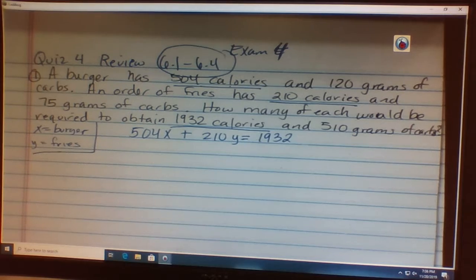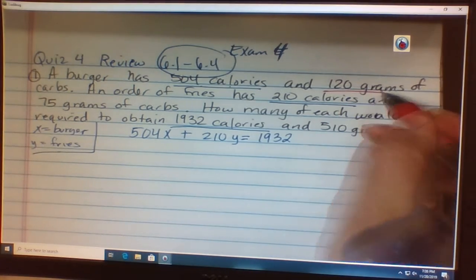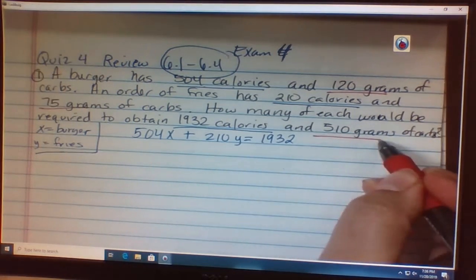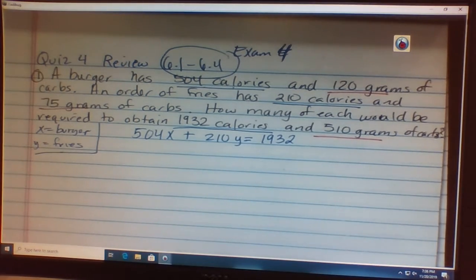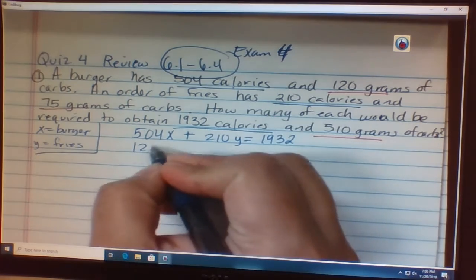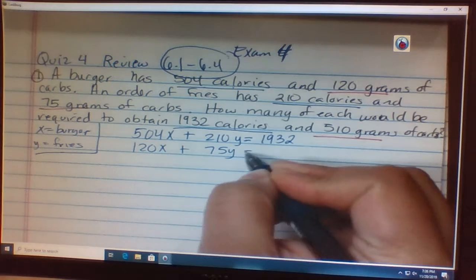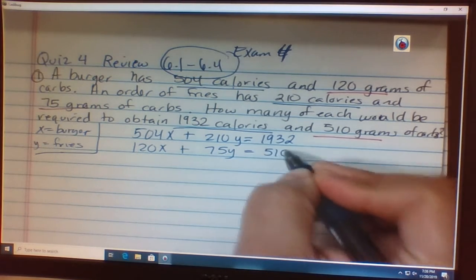Then the other one is 120 grams of carbs, 75 grams of carbs, and the total is 510. So 120x plus 75y equals 510.